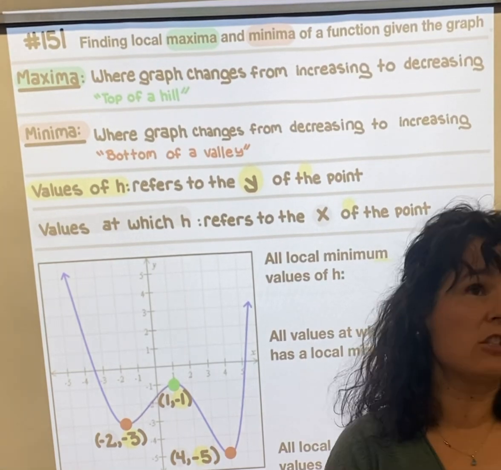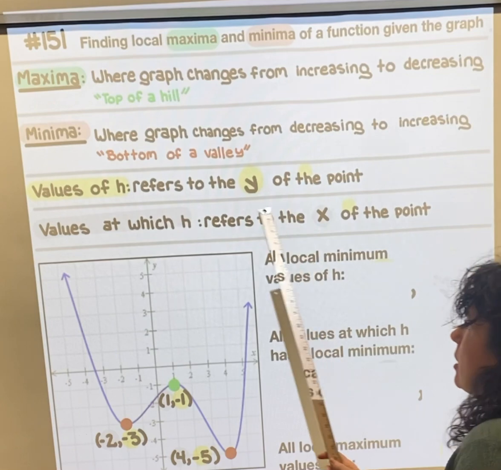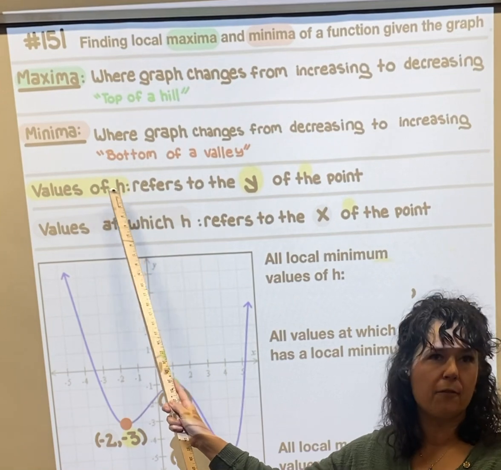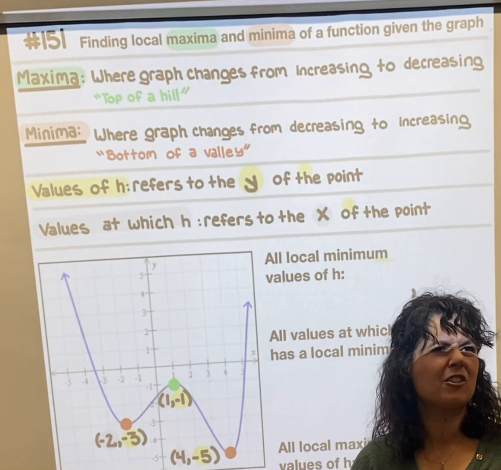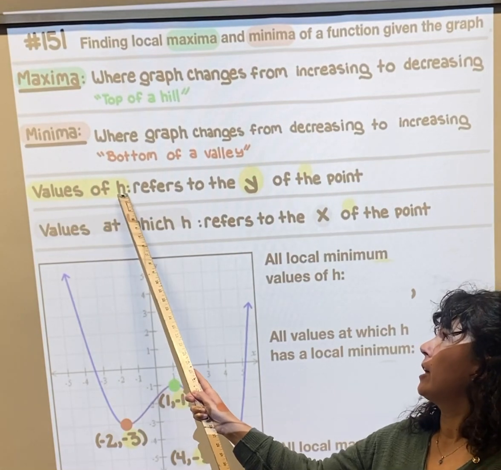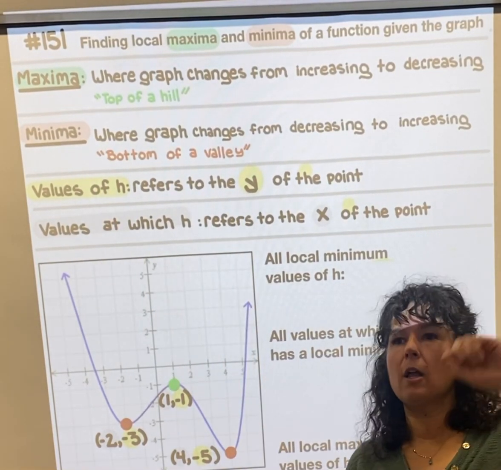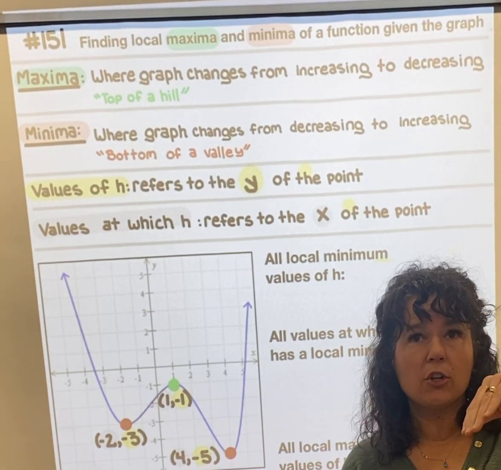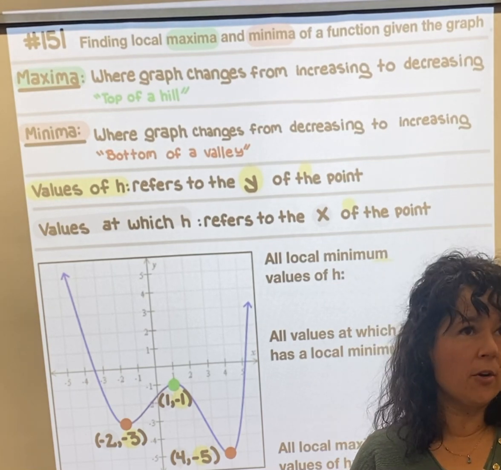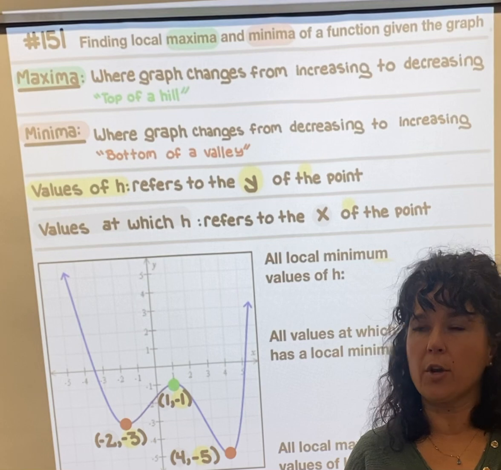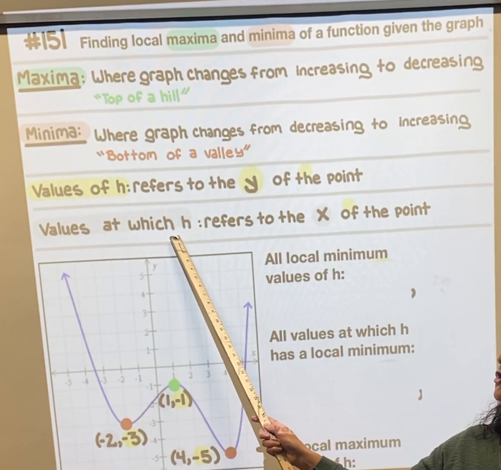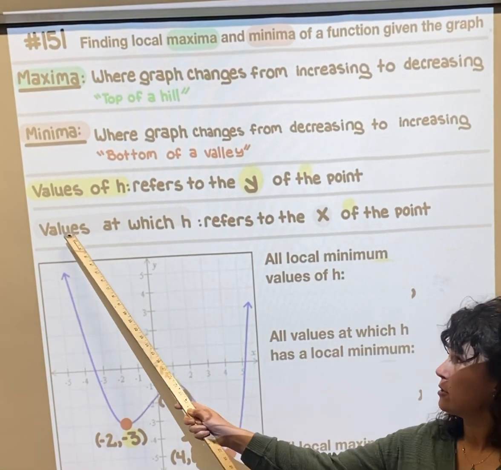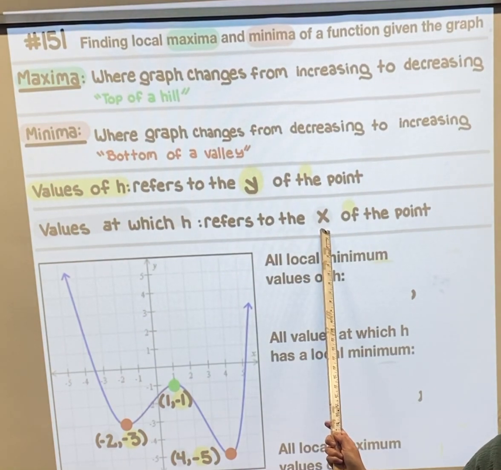Now the rest of it is just vocabulary, because when they say the values of H, or maybe values of F, or values of G, like F of X, G of X, the value is referring to the Y coordinate. Like if you plug in 2 into an equation, you get out 7. The value of the function at 2 is the number 7. It's the value is the Y coordinate. And when it says values at which, that's really saying what x's make it happen.